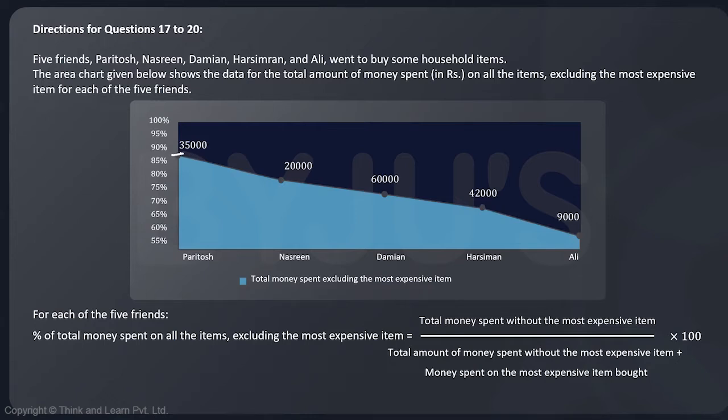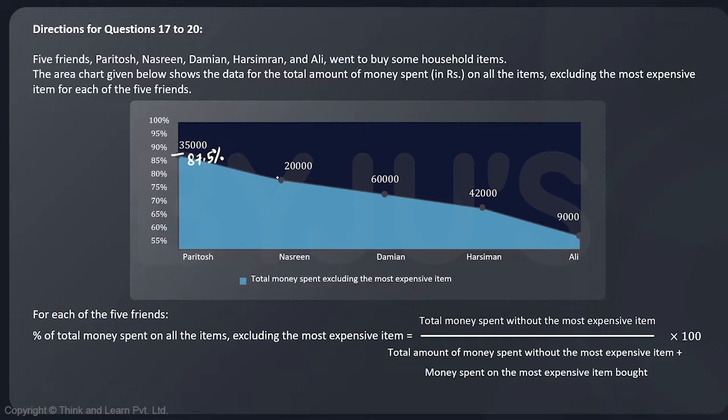which is nothing but between 85% and 90%. So this should be 87.5%. Right? So we can say that the total amount of money spent on all the items, excluding the most expensive, is 35,000. And that 35,000 amount is 87.5%.